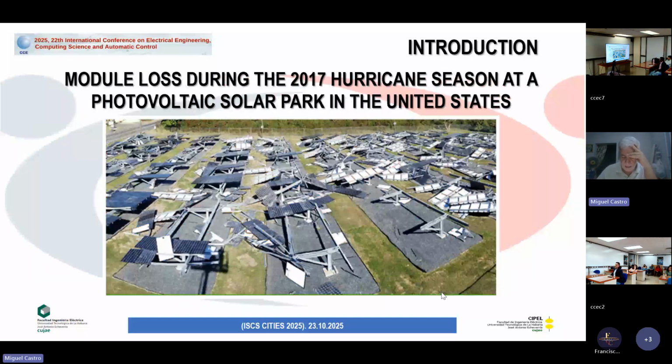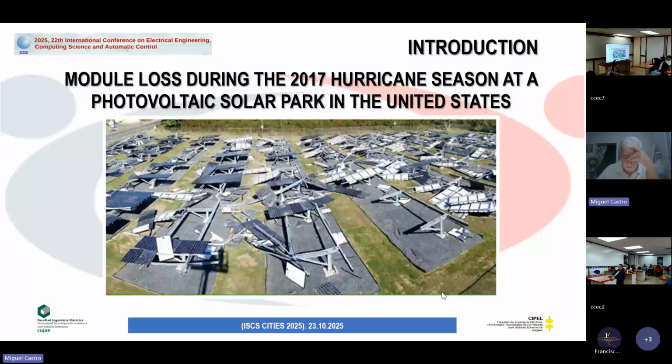There is experience of category 3 hurricanes that have caused the destruction of photovoltaic solar parks, as one shown in the slide. This implies that in areas where hurricanes of different categories might be present, panels and components must be selected that meet the industry standard to withstand the possible level of wind, while local building codes must be taken into consideration.